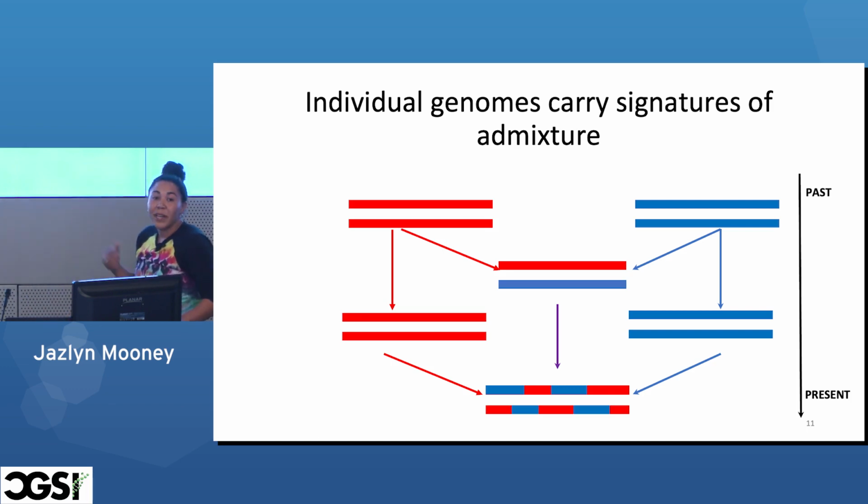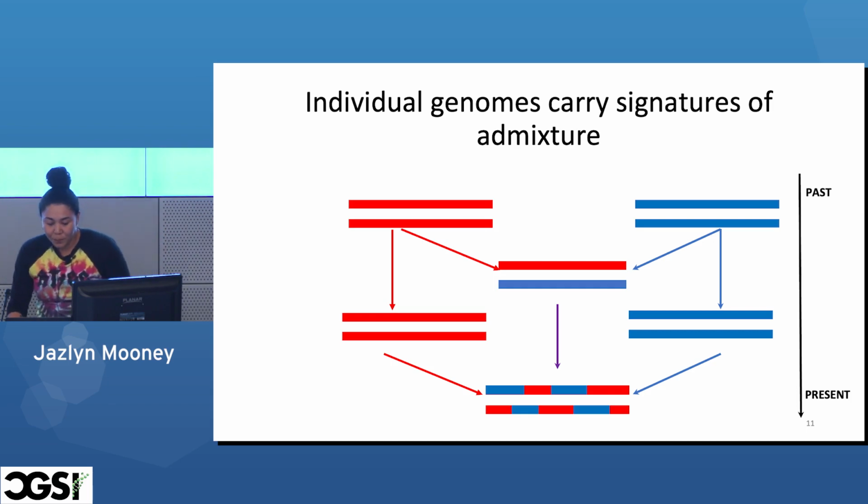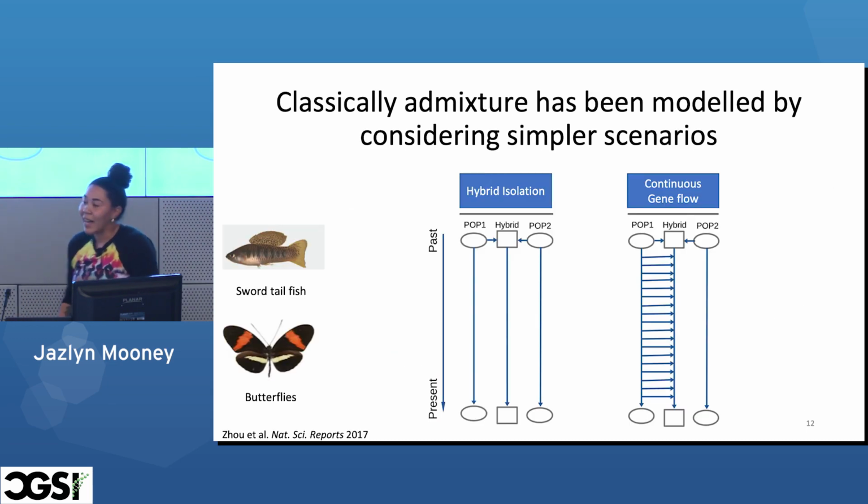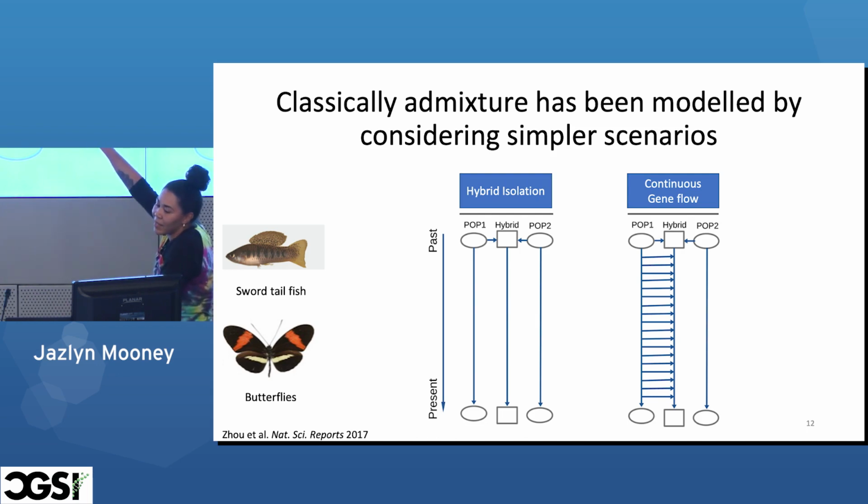So the actual information that we're going to use in our model isn't even local ancestry, it's global ancestry fractions. We're saying something like, we sample individuals, we see that they're 70% red, 30% blue. That's all the information that we need for our model. Very classically, admixture has been modeled with much simpler scenarios. Here are just two random examples that I pulled: the swordtail fish and butterflies. These two models are a hybrid isolation model and a continuous gene flow model.